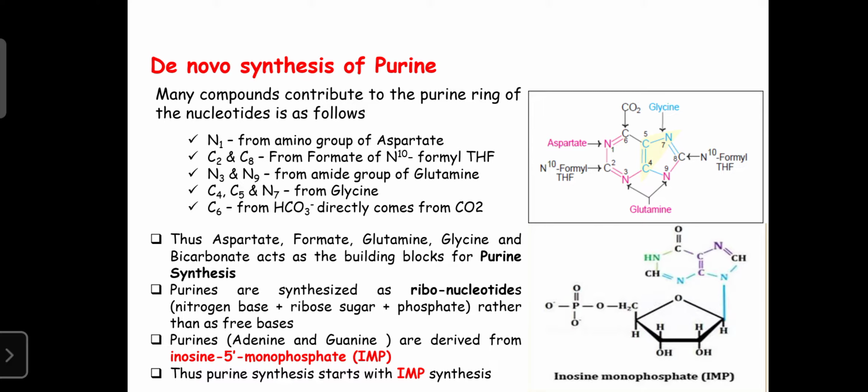So these are the various components that contribute to the formation of the purine rings. And the purines adenine and guanine are synthesized or derived from inosine 5-monophosphate, IMP. That's why inosine monophosphate is one of the main intermediates from which the purines adenine and guanine are synthesized.